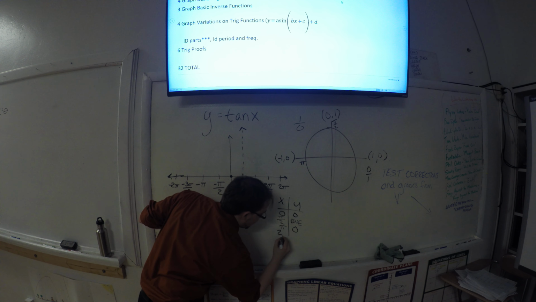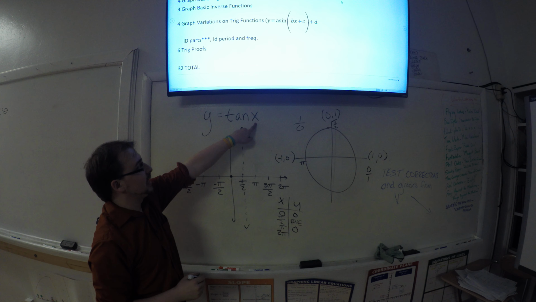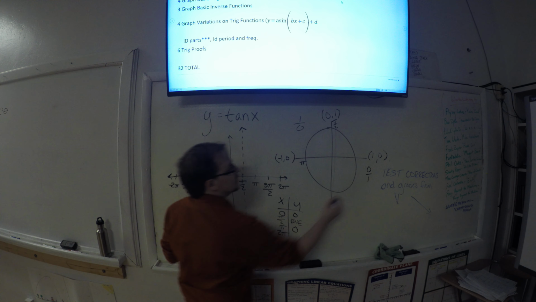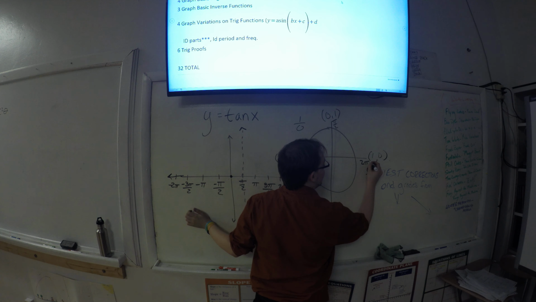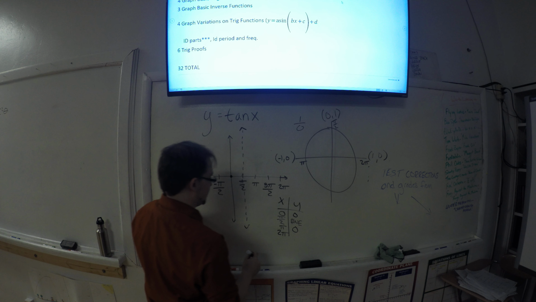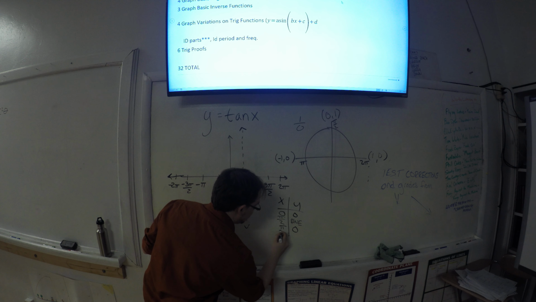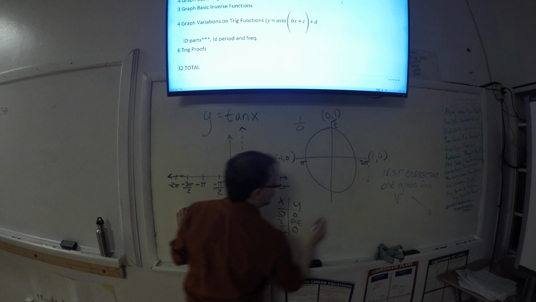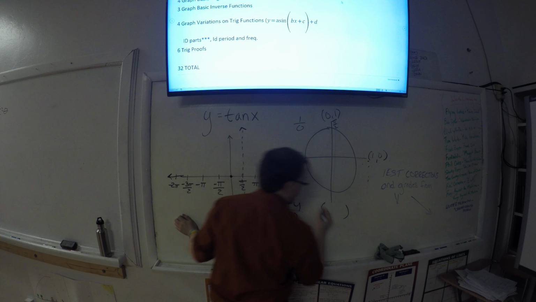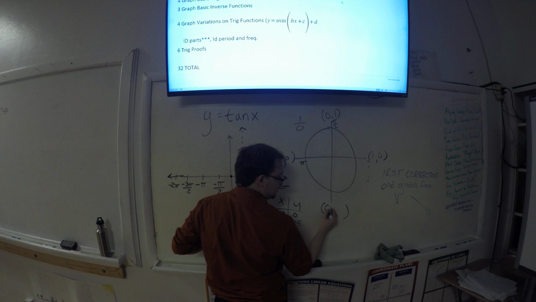Let's plug in 2 pi. 2 pi for x means we have tangent of 2 pi. Go around the circle to 2 pi, it's over here. What's our coordinate? Oops, I skipped something. I skipped 3 pi over 2. Go back. I always forget 3 pi over 2. What is the coordinate here? 0, -1. Thank you.